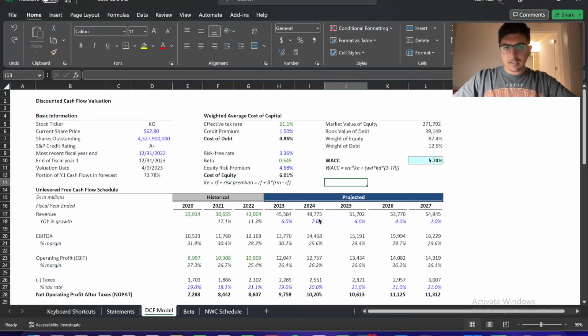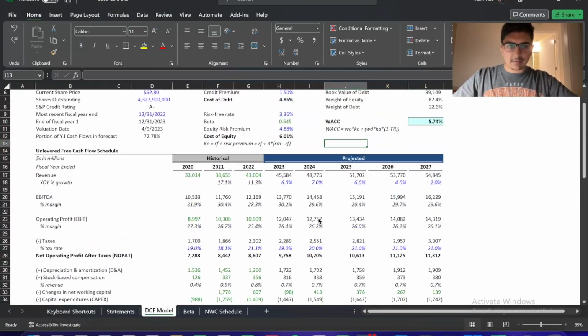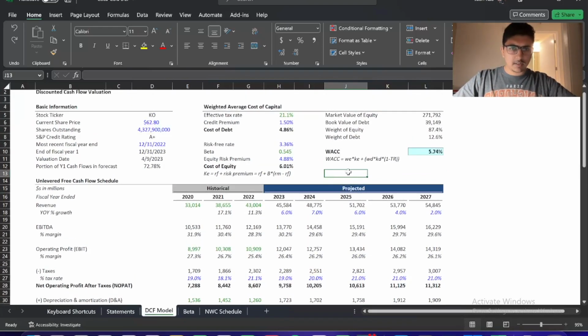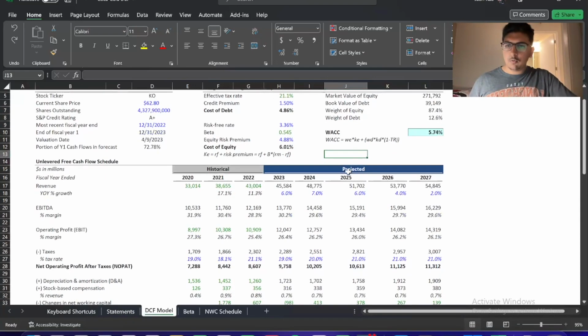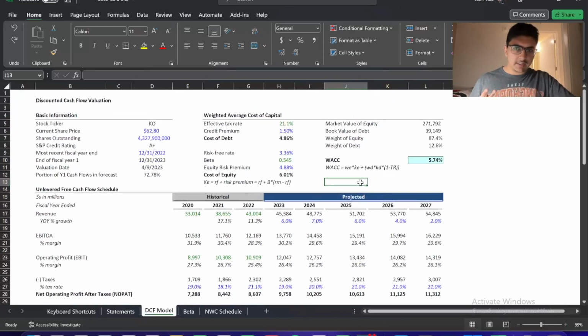So the model is pretty expansive and it looks a little intimidating, and I totally understand that, but if you look at it from a high level, it's somewhat simple, where we have two pieces that we needed. We have stage 1, which is the future projection of 5 years. And then we have stage 2, which is the terminal value, which is what we're going to be getting to today. We're going to be calculating the terminal value. We're going to be discounting the stage 1 free cash flows.